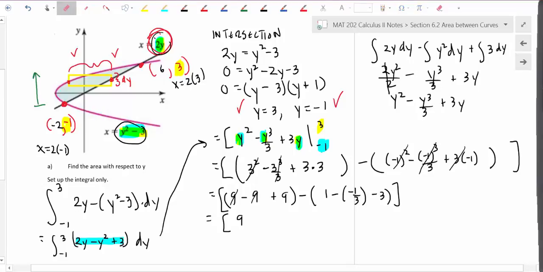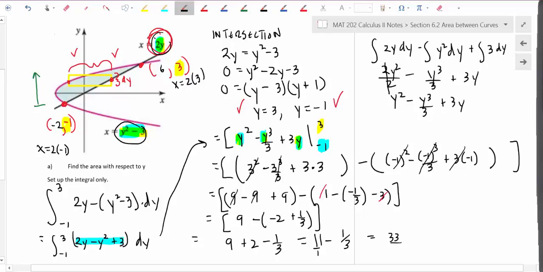Actually, let's do this like this. We can put these like terms together. So I'm going to have 1 minus 3 is negative 2. So that's going to be negative 2 plus 1/3. Then I can go through and get 9 plus 2 minus 1/3. So that's 11 minus 1/3. If you get a common denominator, that will be 33/3 minus 1/3. So the final answer should be 32/3. Okay, so that is the final answer to that problem.